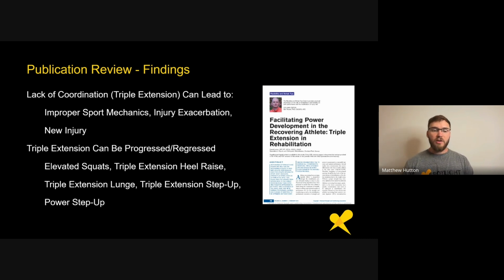The biggest takeaway I had from this was that the triple extension can be progressed and regressed, and he gave several examples as to how you can do that. One of my favorites was the elevated squat. And so we had an asymmetrical squat with a step up on one side.